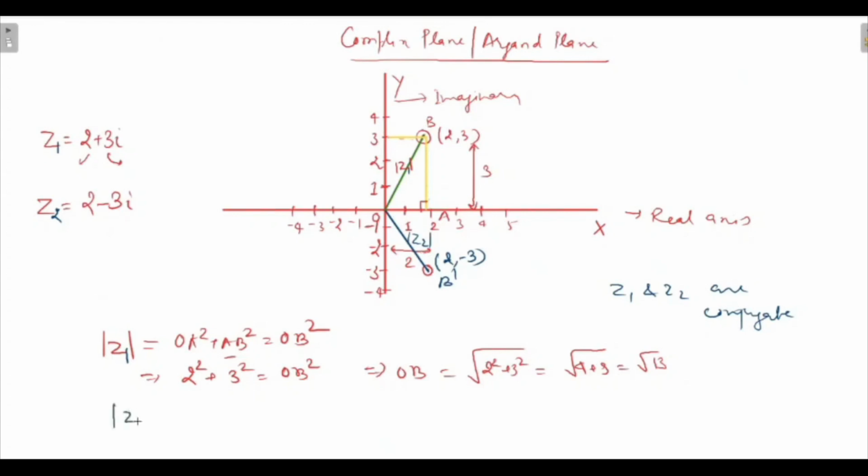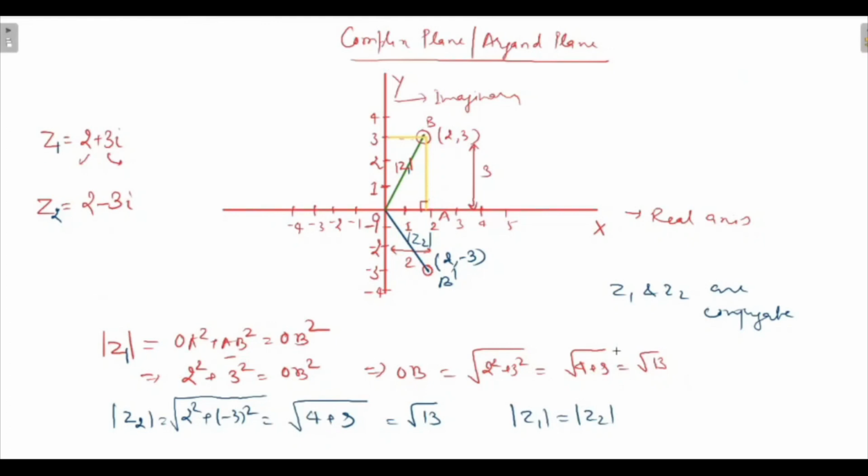So modulus of z2 is going to be the square root of 2 square plus minus 3 square, which is equal to the square root of 4 plus 9, which is square root of 13. As you can see, modulus of z1 is going to be equal to modulus of z2. So for two conjugate numbers, you should know that their modulus are going to be the same.